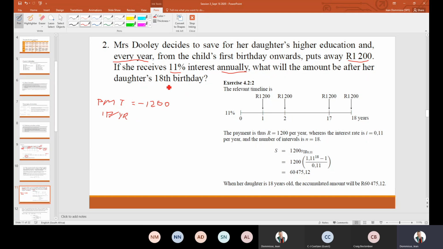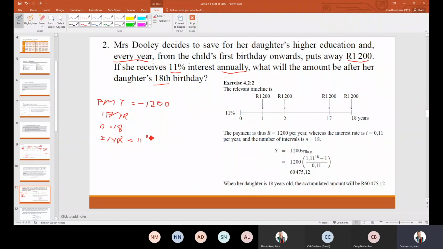And the amount after the daughter's 18th birthday. So we basically know it is 18 periods, and the interest rate was 11%. So the interest rate is the 11%.